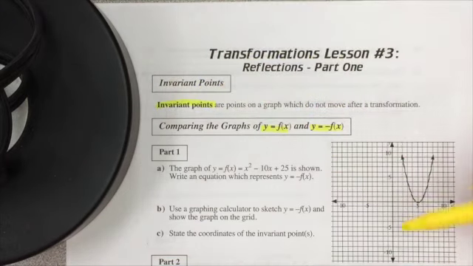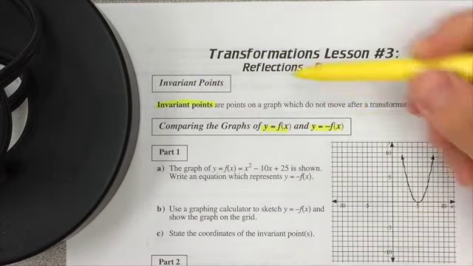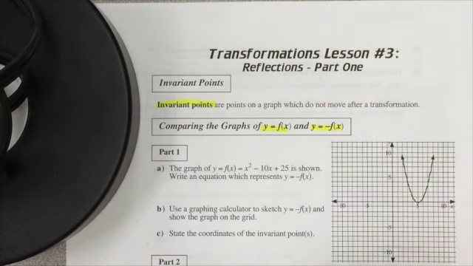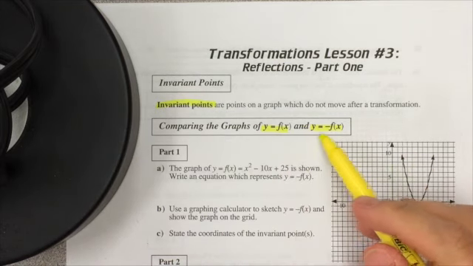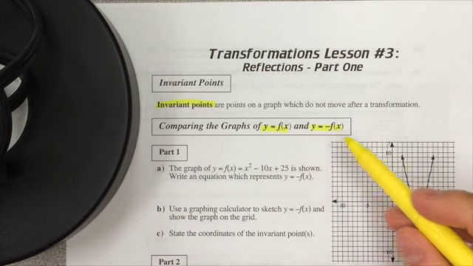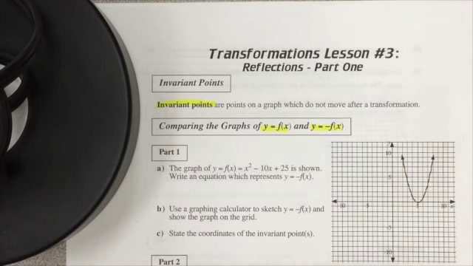Remember when we looked at reciprocal functions, invariant points are points on the graph that are going to remain the same. So if we had this graph of f of x and the graph of y equals negative f of x, there's going to be a point or 2 points for these functions where the coordinates are not going to change at all.